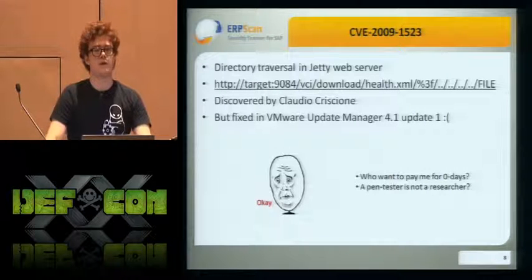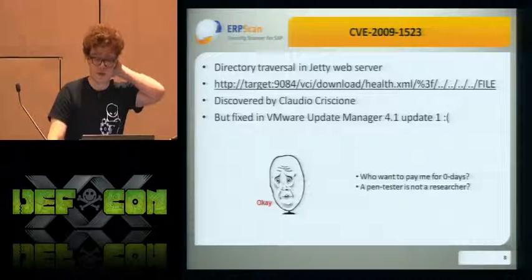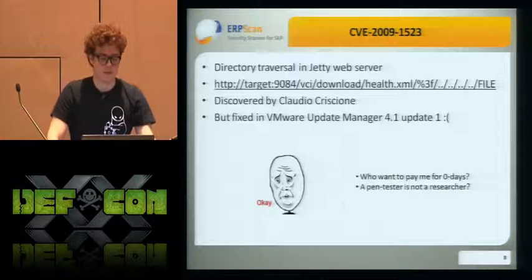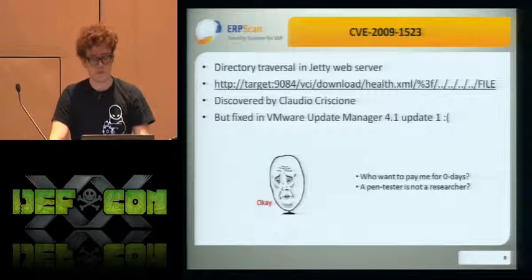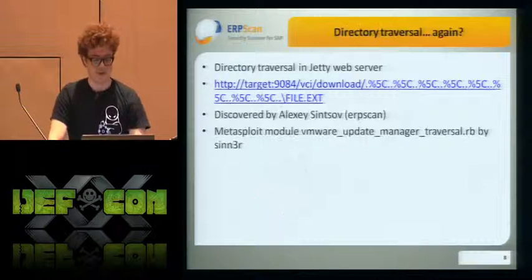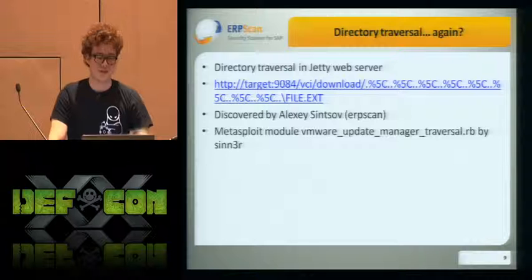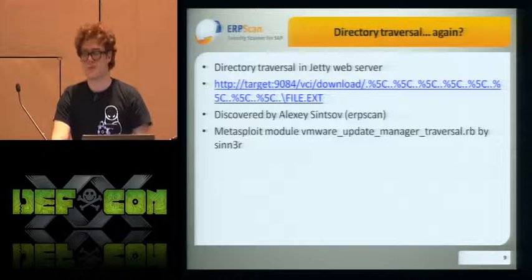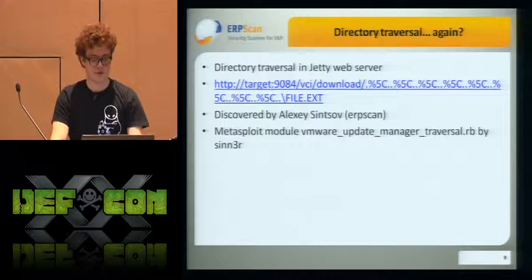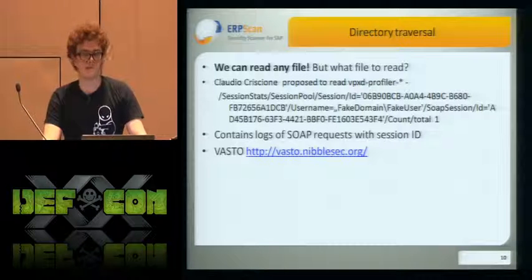The first thing we found in a public source is an old directory traversal discovered by Claudio Criscione. It's a classic directory traversal, I think, but it was fixed in our version, so that's bad. But Alexei Sentsov didn't trust any fix or patch, and after a few minutes he found another directory traversal almost in the same place. Now there is a Metasploit module for this directory traversal. So we can read any file, but what file to read?